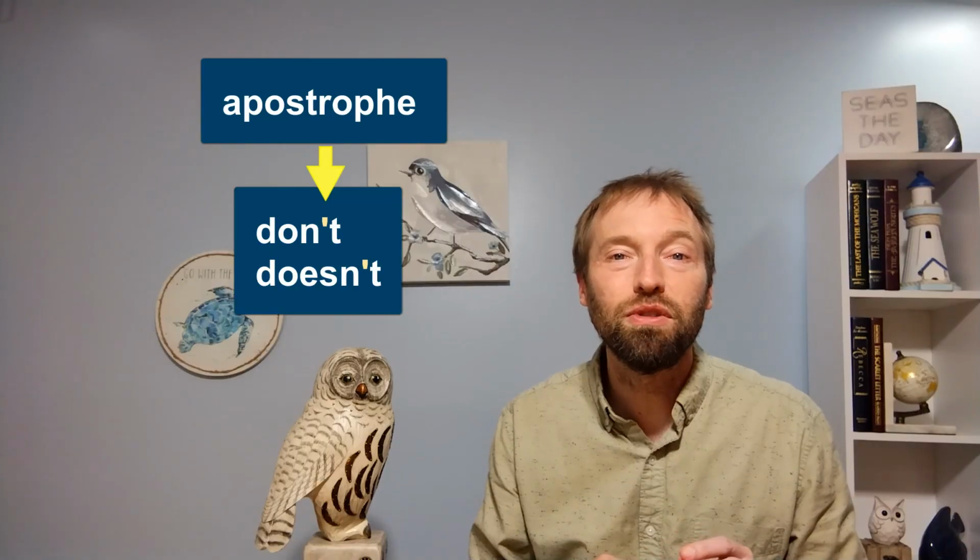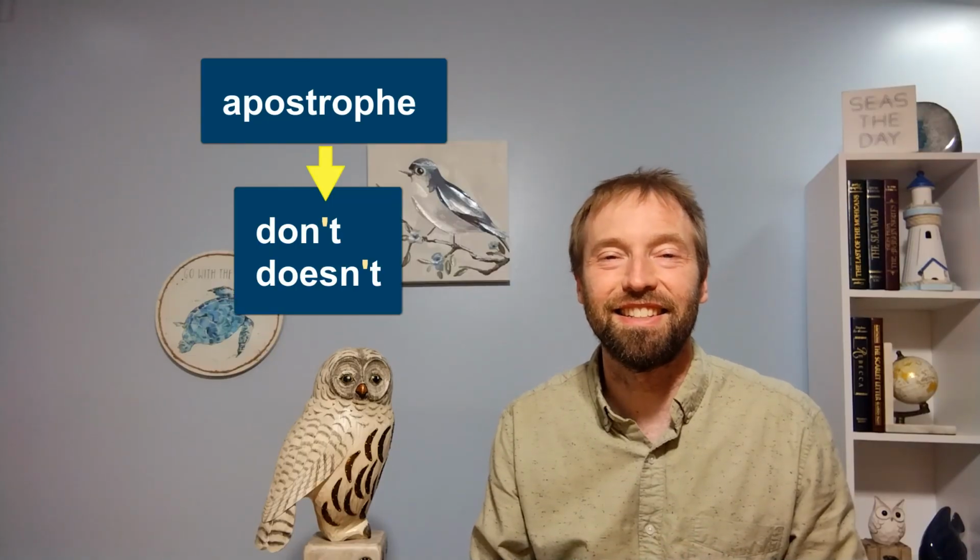We've already seen that we use do not and does not to make negative sentences. However, we usually make it shorter. And when we make it shorter, we use an apostrophe. Don't and doesn't. I like sushi. I don't like sushi. Ugh, yuck.